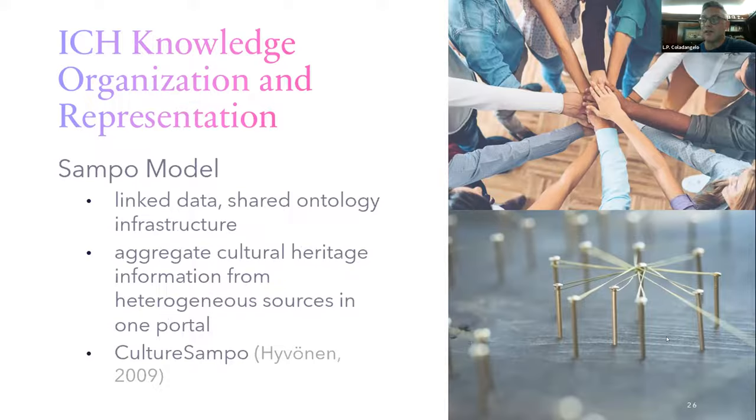The Sampo model of Finland is actually a series of projects that are all linked data, built on a shared ontology infrastructure, aggregating cultural heritage information from heterogeneous sources. Probably the one that's most famous for our purposes is CultureSampo, which allows users to explore data related to Finnish cultural practices.